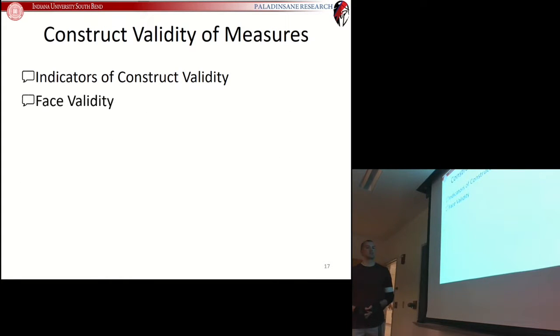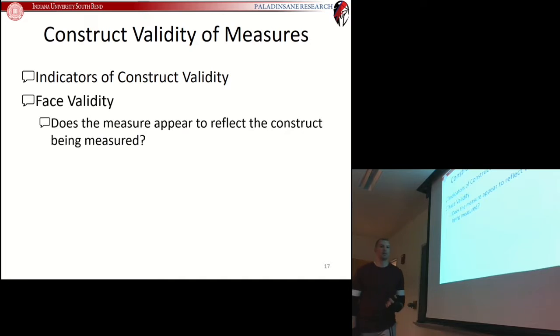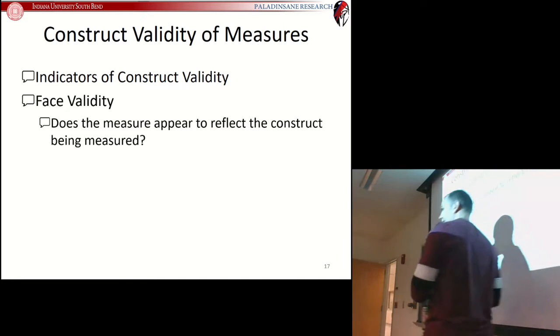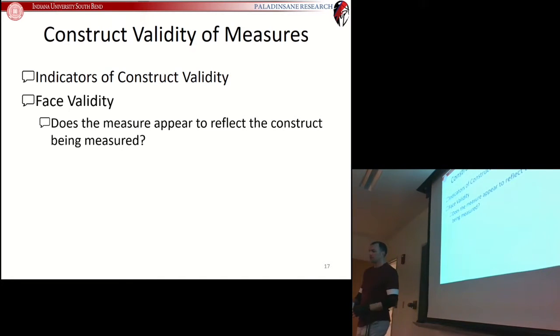So indicators of construct validity. First one, and this is the easiest one, one that you yourself can assess, is face validity. And this is a question of whether the measure appears to be measuring the concept. So when I said math test, if you open up a test and it's got a whole bunch of numbers and addition signs and equal signs, that looks like a math test. That has face validity. If, on the other hand, you open up that math test and the first question is pick your favorite color, the second question is if you were a hamburger, what type of hamburger would you be? That has very little face validity, right? So face validity is whether or not the measure appears to reflect the construct being measured.